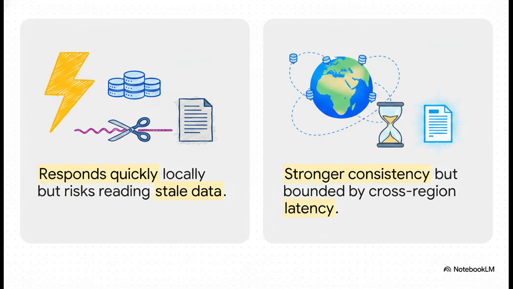A global quorum, on the other hand, requires votes from nodes across all geographic regions. It guarantees you get the absolute latest data, which is absolutely vital if, say, a user is updating their account password. But your application now has to wait for data packets to physically travel at the speed of light across the globe, adding hundreds of milliseconds of latency. It's the classic engineering trade-off between strict accuracy and raw speed.